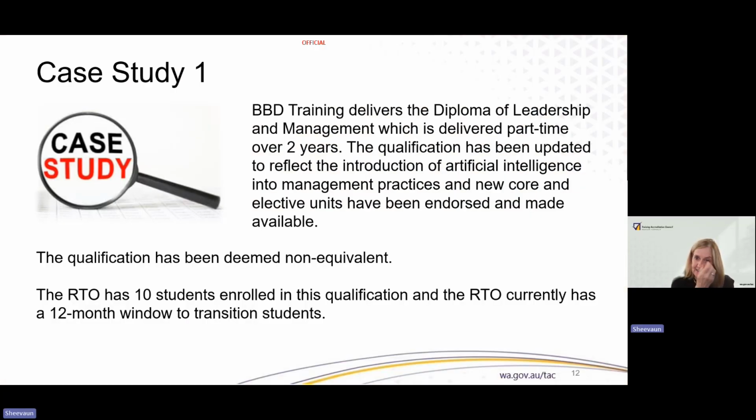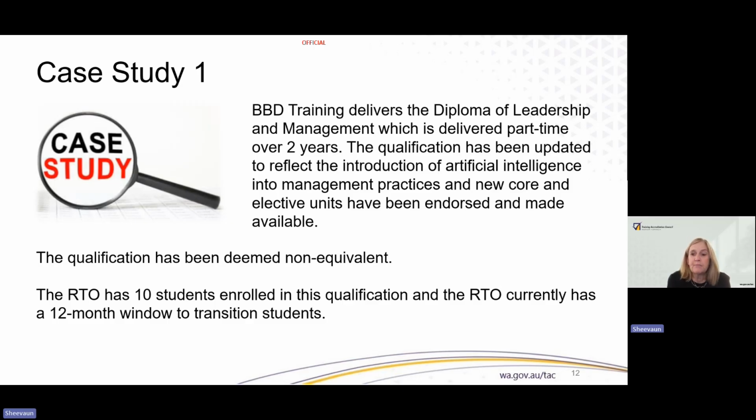So I put together a small case study. This case study is about a relatively small RTO that delivers a diploma in leadership and management part-time over 2 years. Okay, the qualification has been updated to reflect the introduction of artificial intelligence, which is something that's probably going to impact a lot of training products in the not too distant future. In particular, they've got new core and elective units. So the qualification has been deemed non-equivalent, and there are only 10 students, which is great. And they have a 12-month window to transition. Of course, the 12-month transition window is just made up. Obviously, these things vary depending on what's happening at the time.